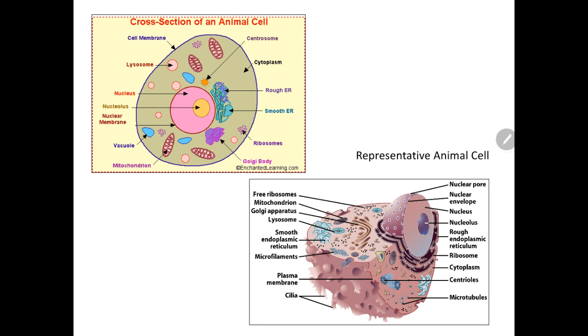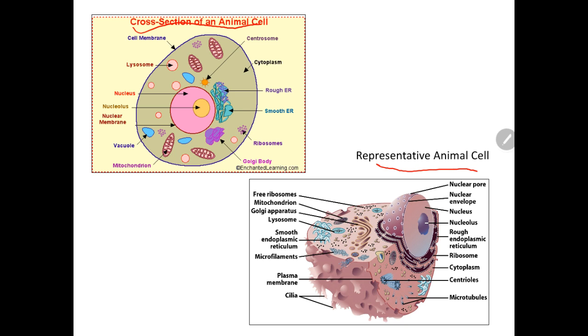Now this is the cross section of an animal cell. Outside is the cell membrane, then lysosome and nucleus, nucleolus, nuclear membrane, vacuole, mitochondrion, ribosomes, Golgi body, smooth ER and rough ER, cytoplasm and centrosomes. This is the cross section of animal cells. This is the representative of animal cells.